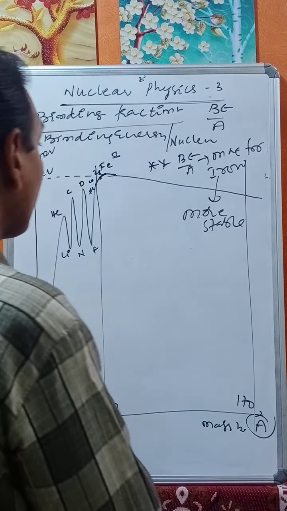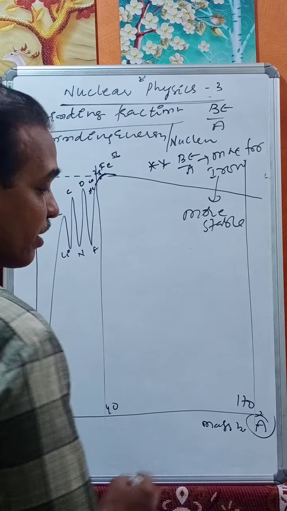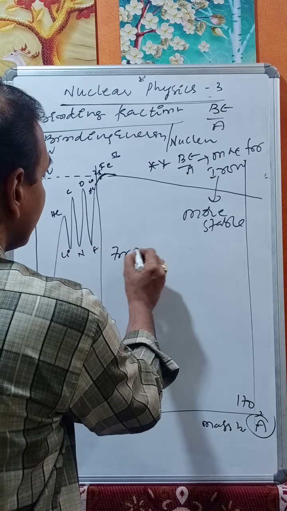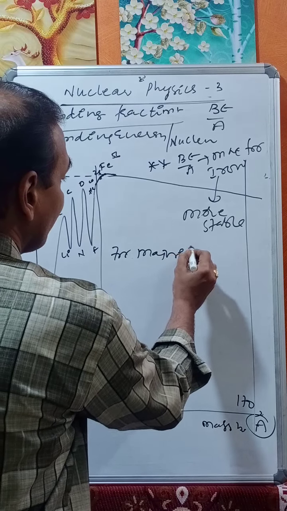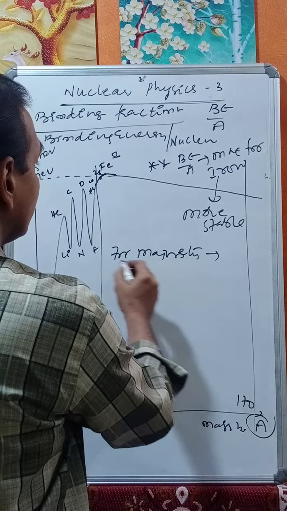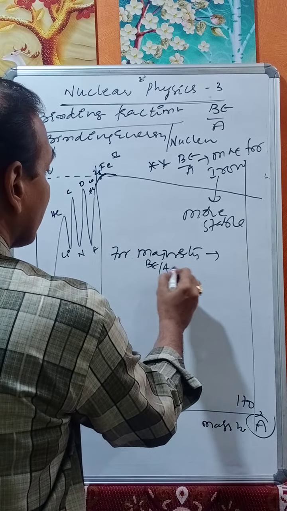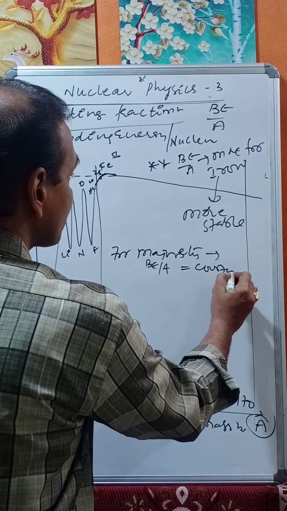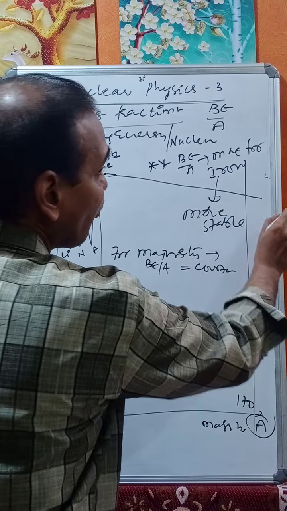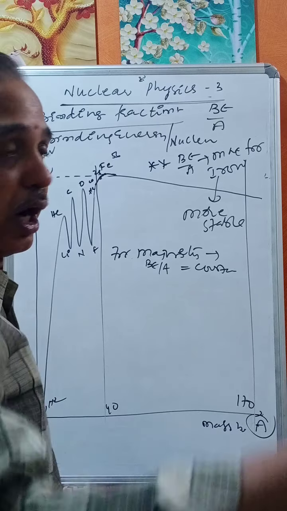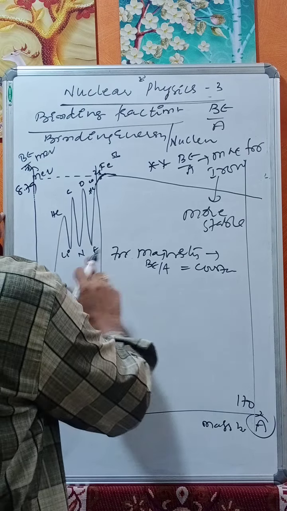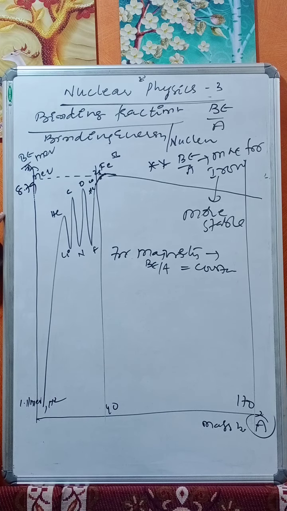Now, for the majority of nuclei, from about 40 to 170, the binding energy per nucleon remains almost constant. It is a very slow fall, almost a flat curve. For the majority of nuclei, the binding energy per nucleon remains constant, and it is low for light elements and also for heavy elements.